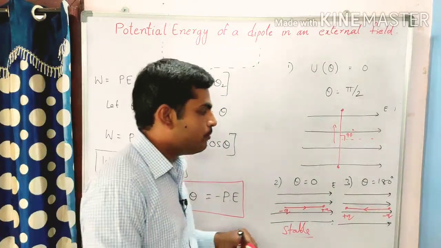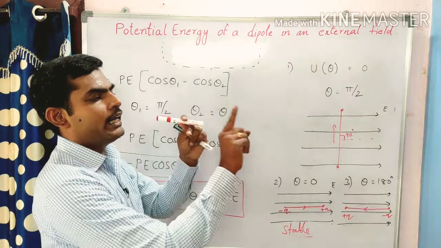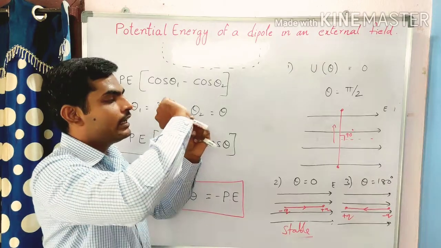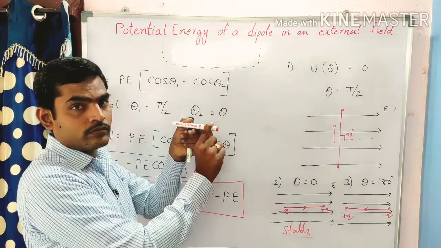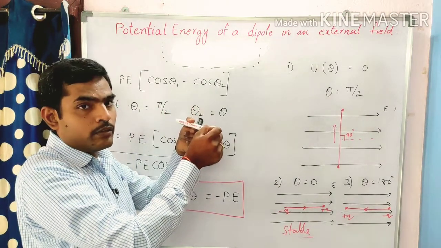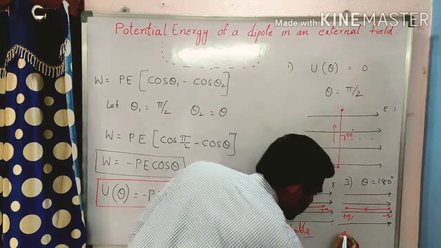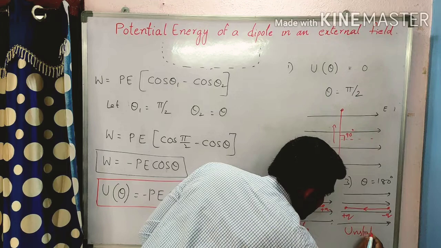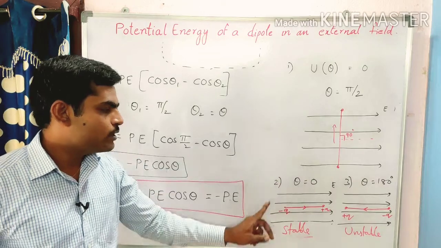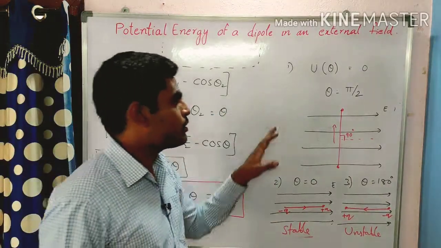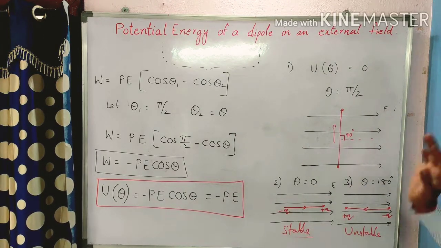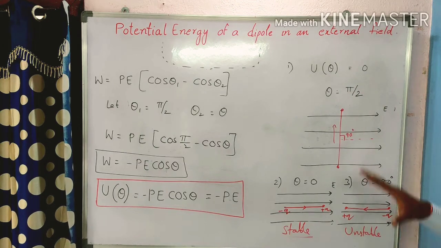And what about this equilibrium? See here, positive charge is on this side, negative charge is on that side. If I tilt it a little, then it rotates completely. If I give a small force, it starts to rotate completely. So this is the unstable equilibrium. When theta is equal to 180, it is unstable equilibrium. When theta is equal to 0, it is stable equilibrium. When theta is equal to pi by 2, the potential energy of a dipole in an external field is 0. So these are the three conditions.